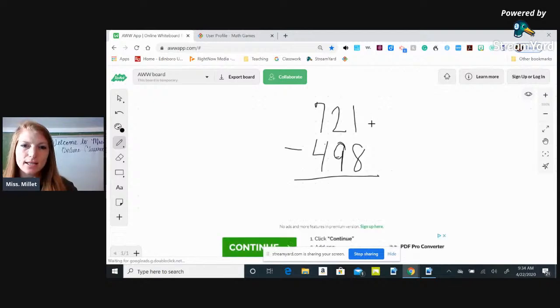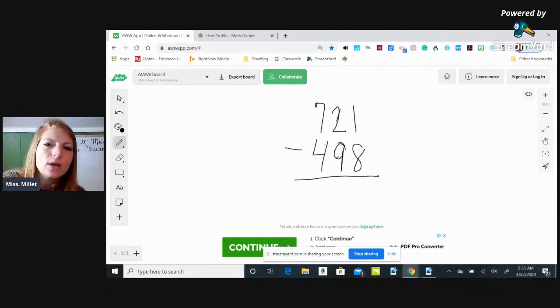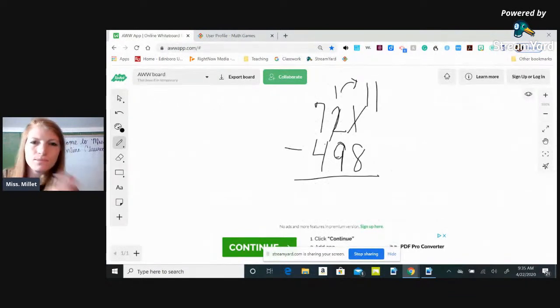So 1, take away 8. Can I do that? Can I take away 8 from you if you only have 1? No, I cannot. So I'm going to ask if I can take one from this 2. I'm going to exchange. So I'm going to cross off my 2, and it becomes a 1. That 1 then goes over here because we gave the ones column 10. So my 1 becomes an 11.